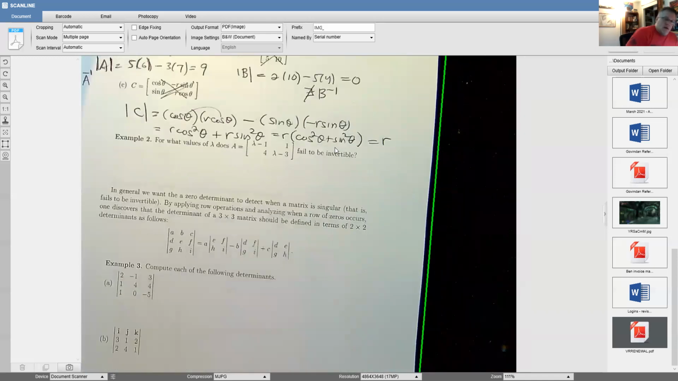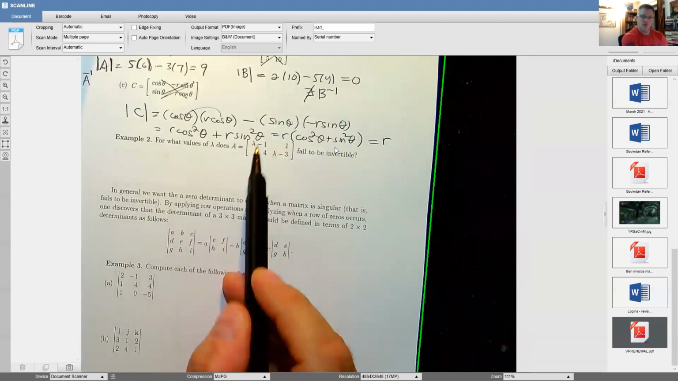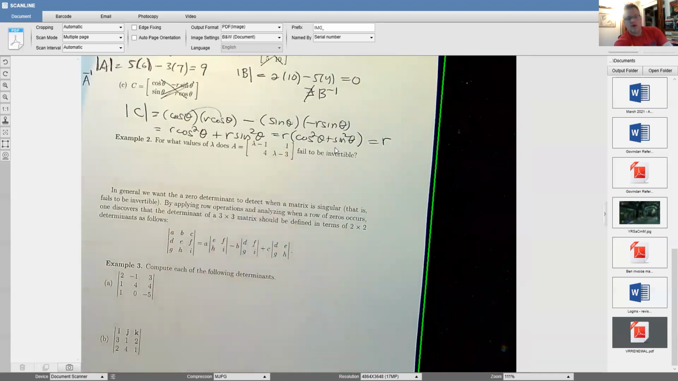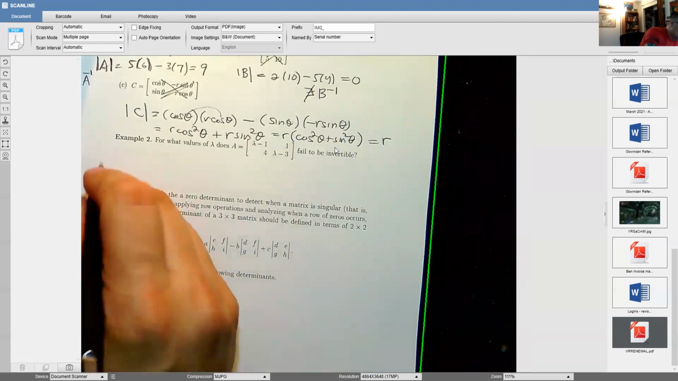All right. Along the same lines about finding if a matrix is invertible or not, what if I just gave you a matrix that has an unknown parameter, and I wanted to know for what values of that lambda does the matrix fail to be invertible? Well, you'd say, I don't want to have to go through the whole formula. Let's just compute the determinant.